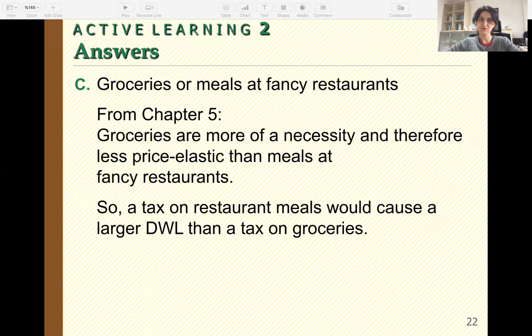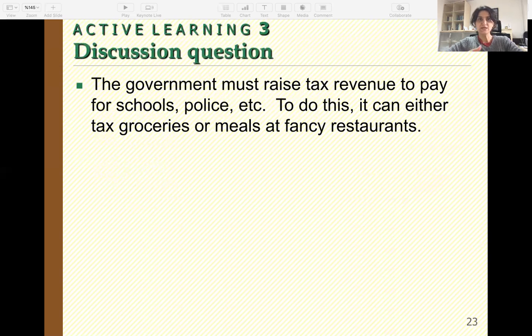So a tax on restaurant meals would cause a larger dead weight loss than a tax on groceries. The government must raise tax revenue to pay for schools, police, etc. To do this, it can either tax groceries or meals at the fancy restaurant. So the government has two different options.